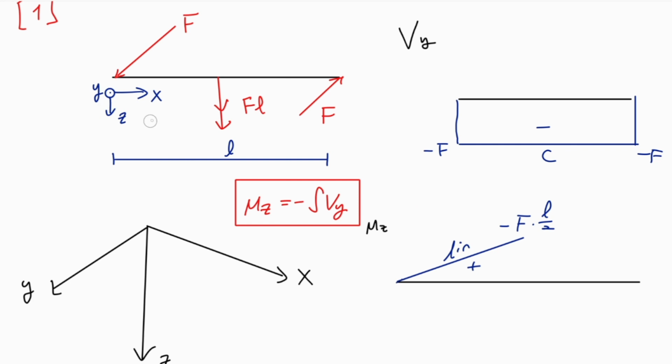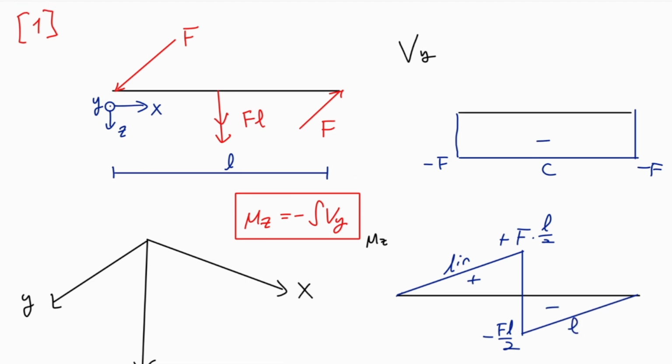So that goes with the Z direction, which means it has to decrease my curve. Decrease by the magnitude of FL. So from plus FL half to minus FL half. This then increases back up to 0 linearly. This is how I get my curve. Now we will move on to torsion.